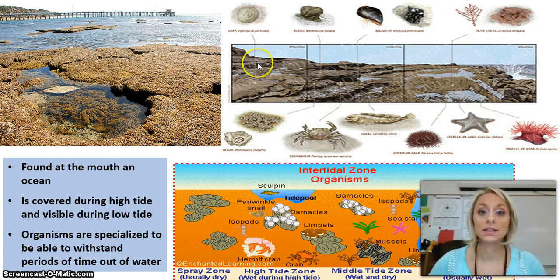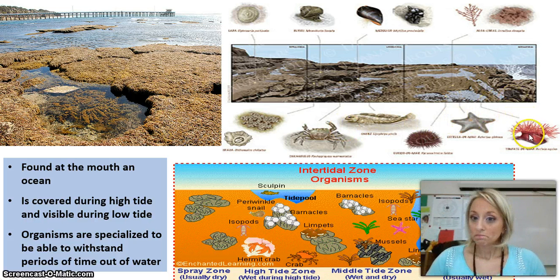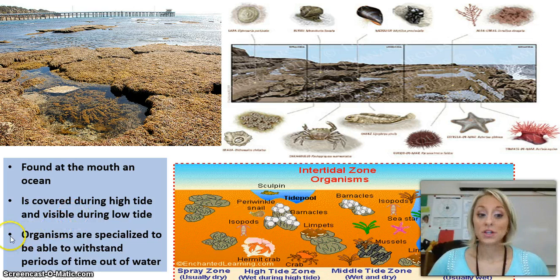So if you take a look at this picture, we have some crabs, sea stars, some other coral, different snails, clams, that sort of thing. During high tide, you can't see them because they're underwater, and during low tide, you can. They are specialized to be able to withstand long periods of time out of the water. This is the intertidal zone.